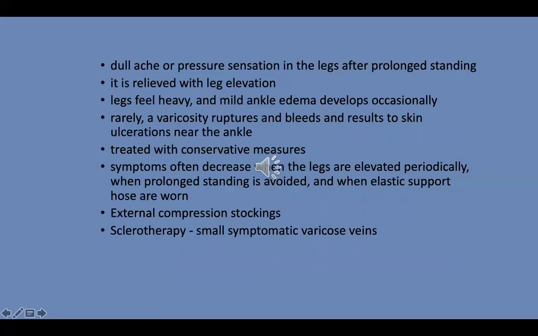Patients with varicose veins feel ache or pressure sensation in the legs after prolonged standing. It is relieved with leg elevation. The leg feels heavy and you can see mild ankle edema occasionally. Rarely, varicosity ruptures and bleeds, resulting in skin ulcerations near the ankle. And these are just treated with conservative measures.